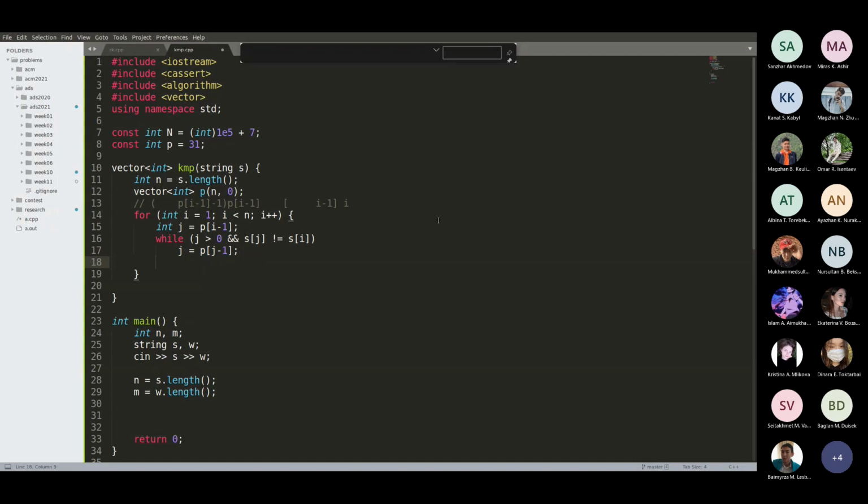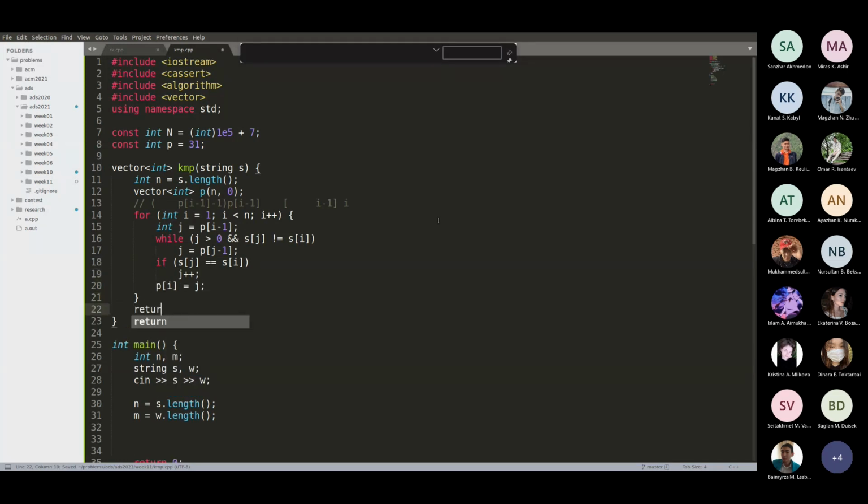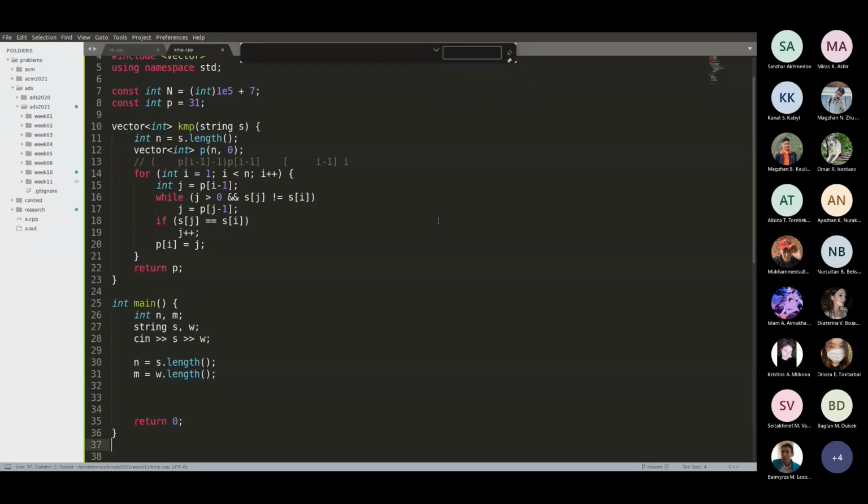And finally, at the end, we either have the case that j equals 0, or we have the case that this became equal. If j equals 0, then we leave it as this. And if s of j is equal to s of i, then we should increase j by 1. Okay. And then we say that p of i equals j. Return p. This is a short code of a huge explanation.